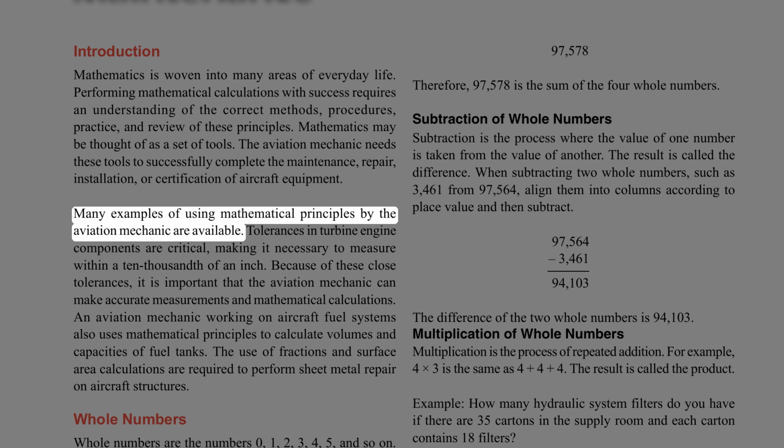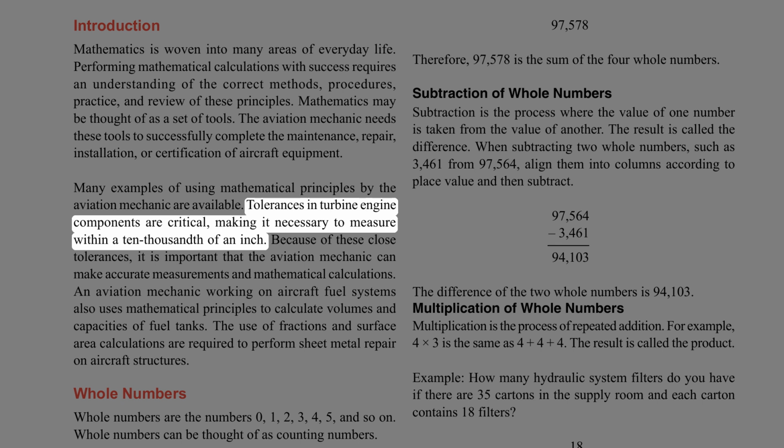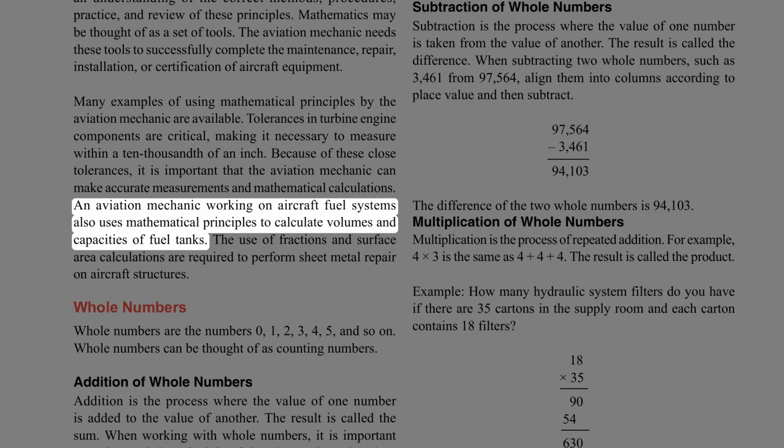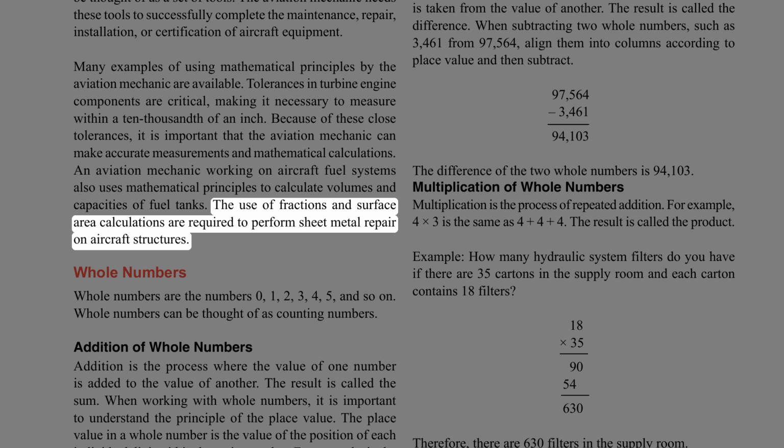Many examples of using mathematical principles by the aviation mechanic are available. Tolerances in turbine engine components are critical, making it necessary to measure within a 10,000th of an inch. Because of these close tolerances, it is important that the aviation mechanic can make accurate measurements and mathematical calculations. An aviation mechanic working on aircraft fuel systems also uses mathematical principles to calculate volumes and capacities of fuel tanks. The use of fractions and surface area calculations are required to perform sheet metal repair on aircraft structures.